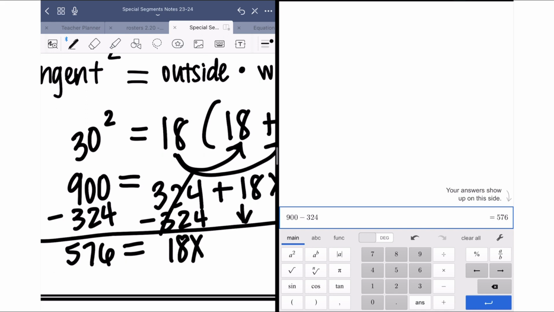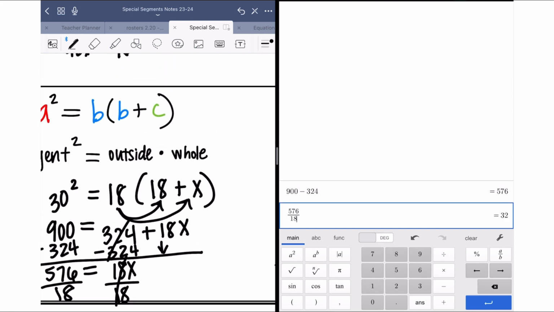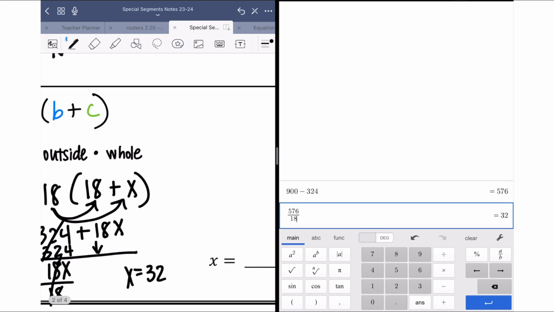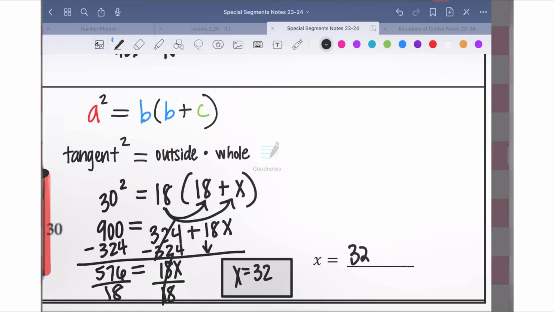Okay, and the last step is to divide. So 576 divided by 18. 32. X equals 32. Oh, it's right here. 32. Okay. All right, that was tangent and secant.